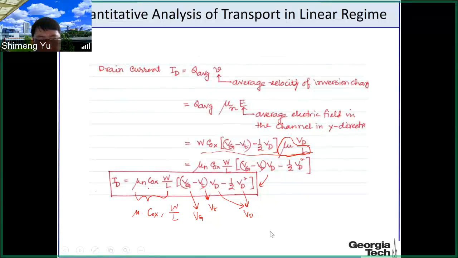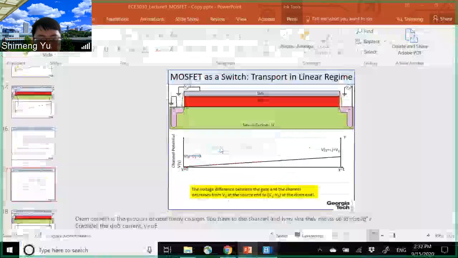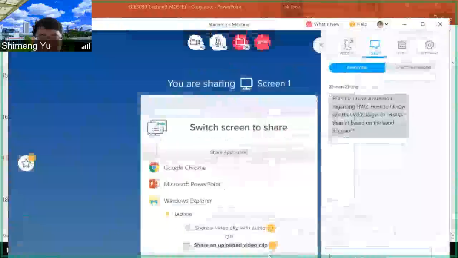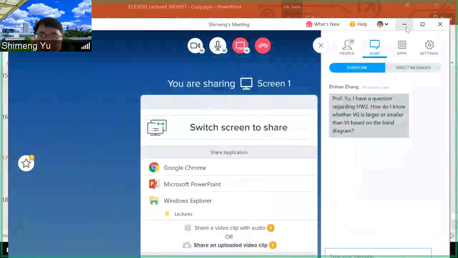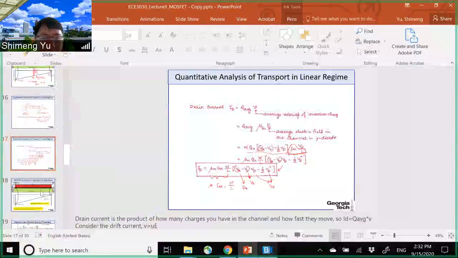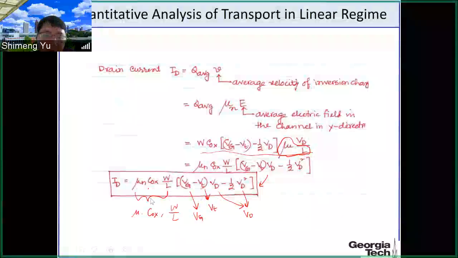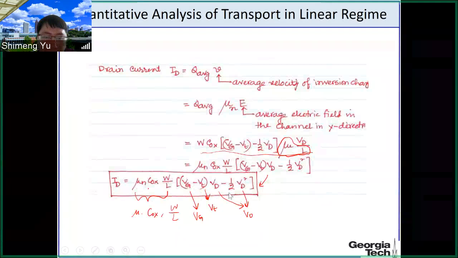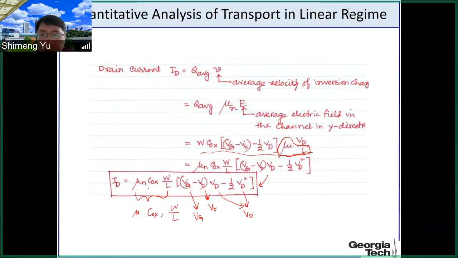Any questions? So let's continue. This IV relationship is in the so-called linear region. And next, we are going to derive the saturation region current. And we will discuss why this is called linear and why this is called saturation later.